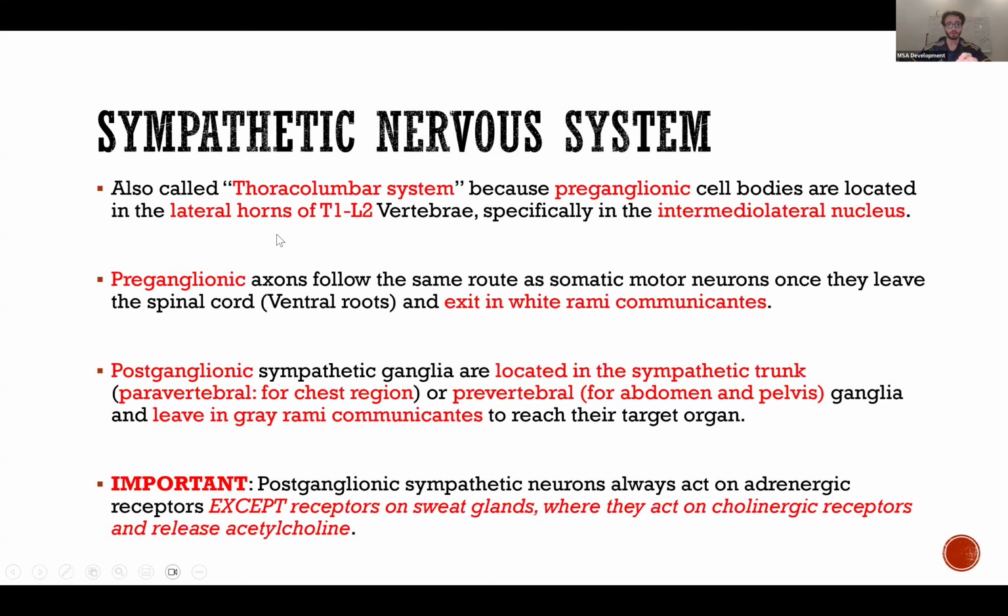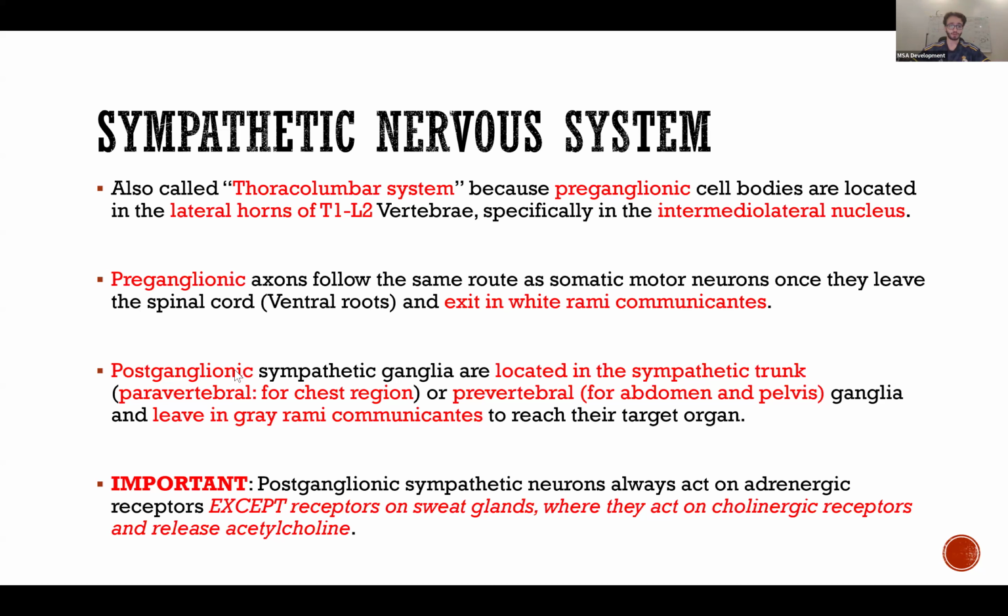This piece of info that I'm going to say is specific for the preganglionic axons. The preganglionic axons exit in white rami communicantes. What are these things? In all simplicity, these are things that connect the vertebrae to the sympathetic trunk. We have a white one and a gray one, located in the sympathetic trunk with the vertebrae itself. The preganglionic axons will leave through the white rami communicantes, while the postganglionic neurons will leave through the gray rami communicantes. I just want you to remember this because it is pretty high yield.